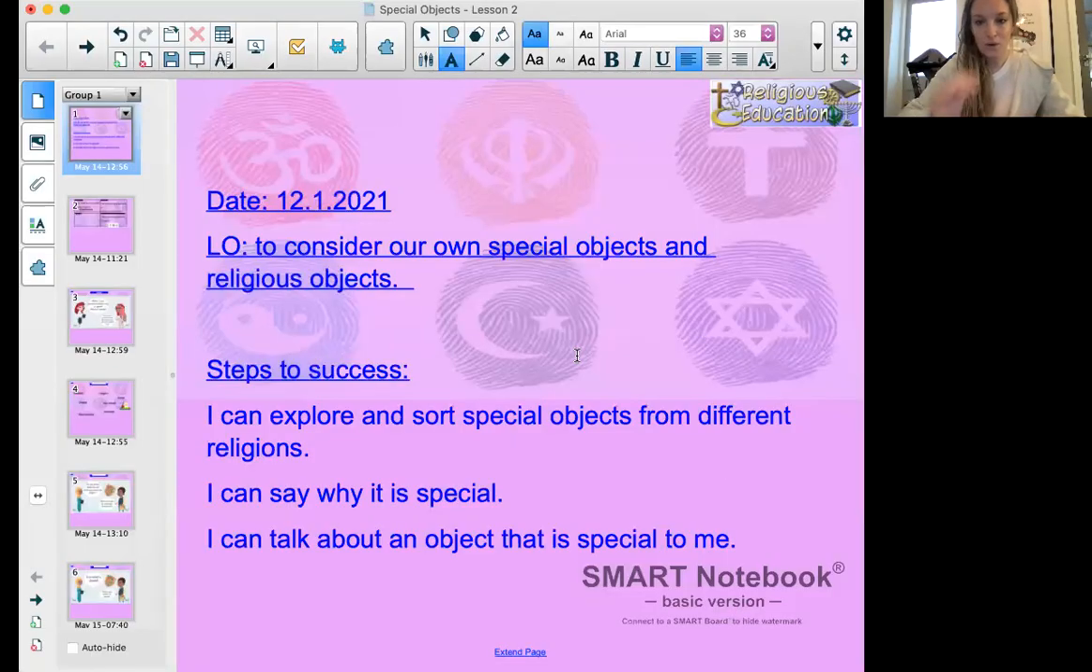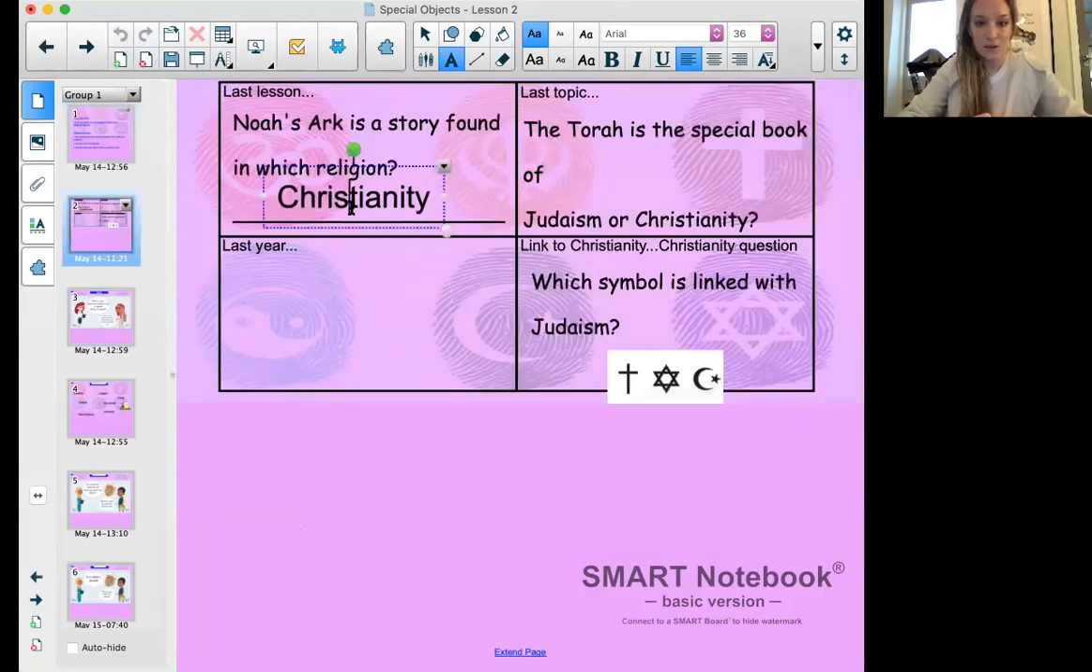So this term, we've been talking all about special objects, just like how last term we talked about special books. And let's get started on our lesson. So we're going to consider our own special objects today and religious objects. And we'll know we're successful if we can talk about an object that's special to you. You can say why it's special to you. And we're going to explore and sort some special objects from different religions today. So let's get started with our just checking.